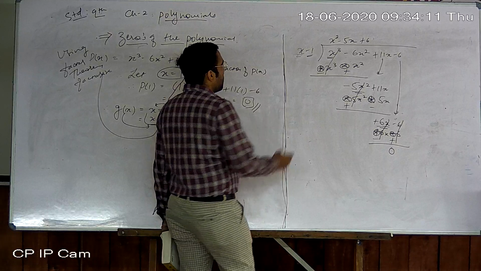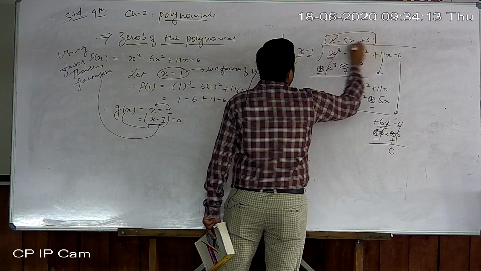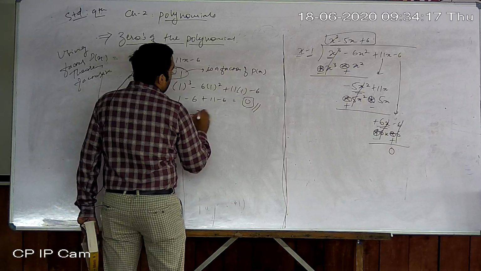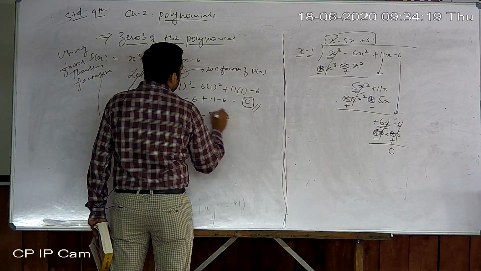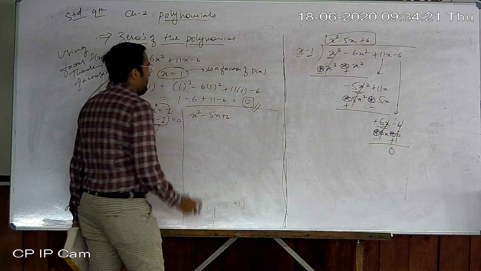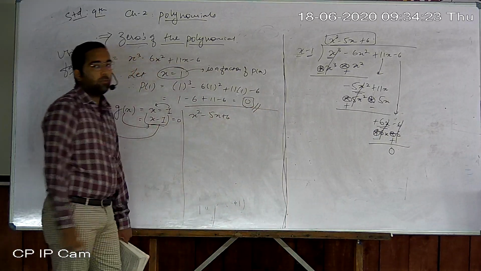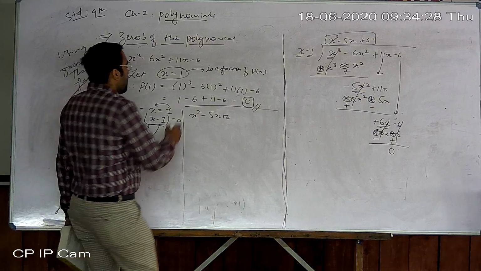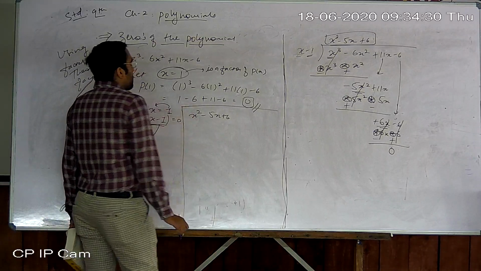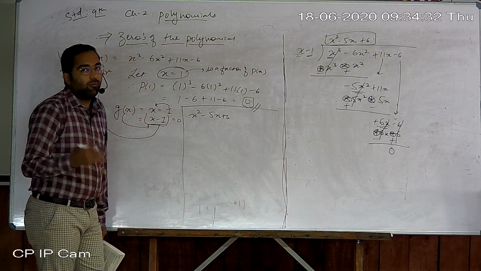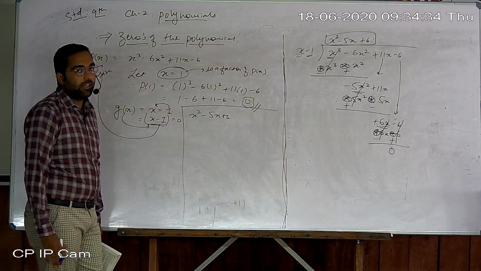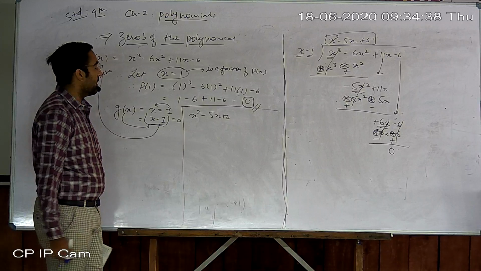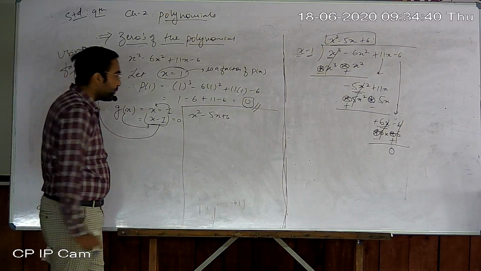Now what did I find in the question? I found that x square minus 5x plus 6. Now also factorize this to find the other factors. Here is a quadratic equation. For a quadratic equation, which method do we have to use to factorize it? We have to use the middle term splitting method.